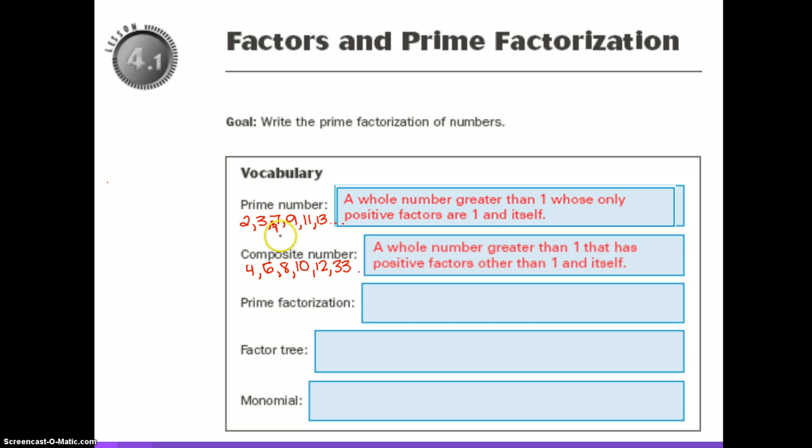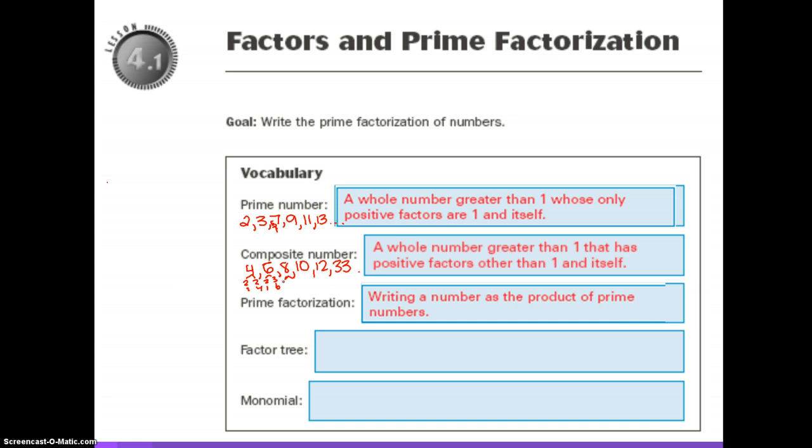Prime numbers are a whole bunch of them, just as long as they're divided by 1 and itself. Composite numbers, let's say for example 4, can divide by 2 and 2, and 4 and 1, where 6 can be 2 and 3, or 1 and 6. Okay, there's more than just 1 and itself.